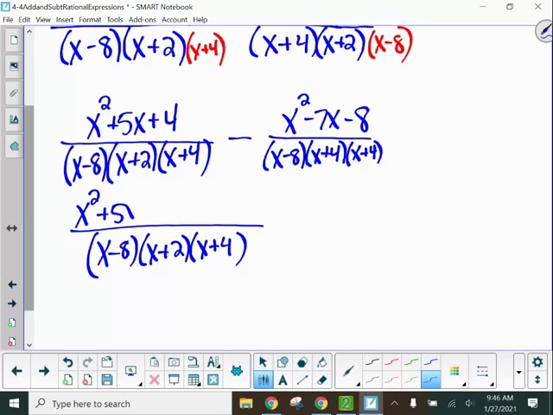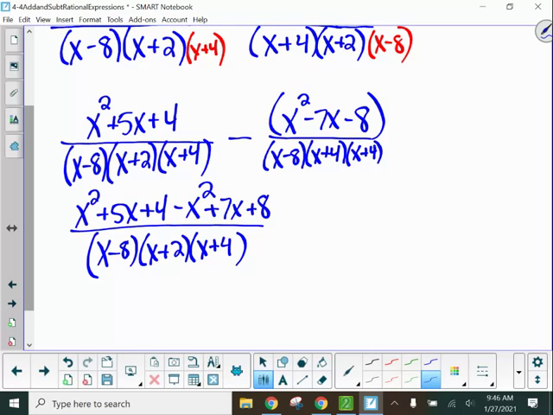X squared plus 5x plus 4. We are subtracting the entire second fraction. So you are subtracting the entire numerator from the first numerator. That means that every term in that numerator has to change sign. You're not just subtracting the x squared and keeping the other ones the same. The x squared is going to turn into a minus. The negative 7x, though, is going to turn into a plus because it's minus negative 7x, and minus negative 8 is going to turn into a plus 8.